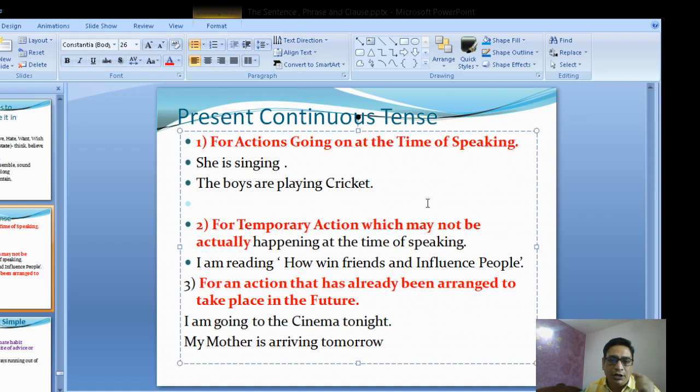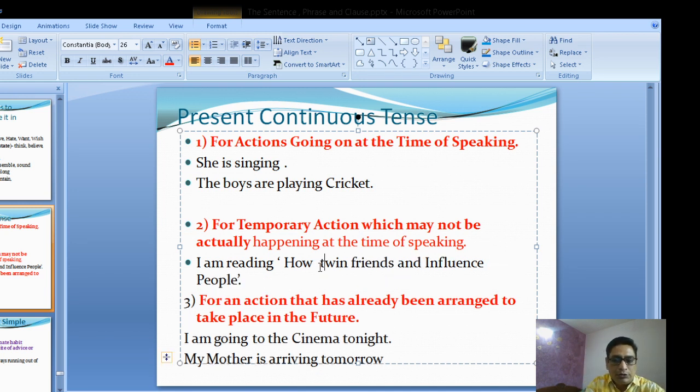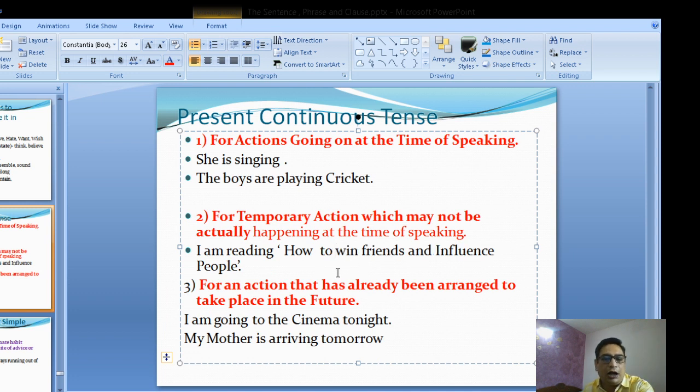So first condition, for actions going on at the time of speaking. Number two, for temporary actions which may not be actually happening at the time of speaking. So I'll make this red as well. For example, I am reading How to Win Friends and Influence People. That is a famous book by Dale Carnegie.